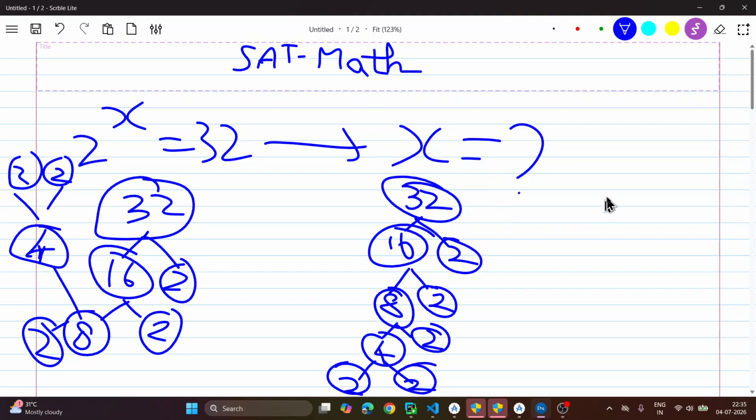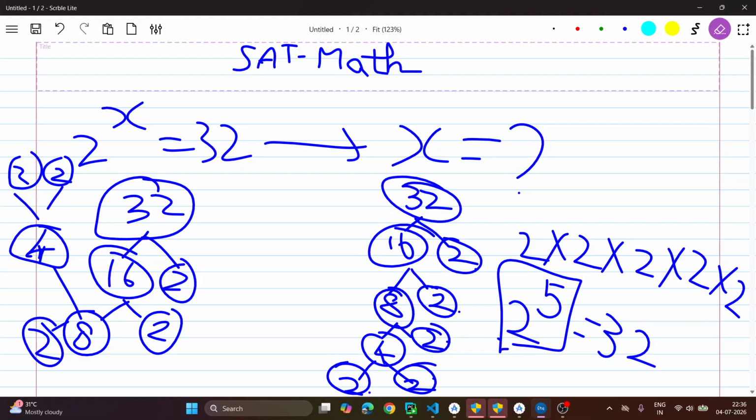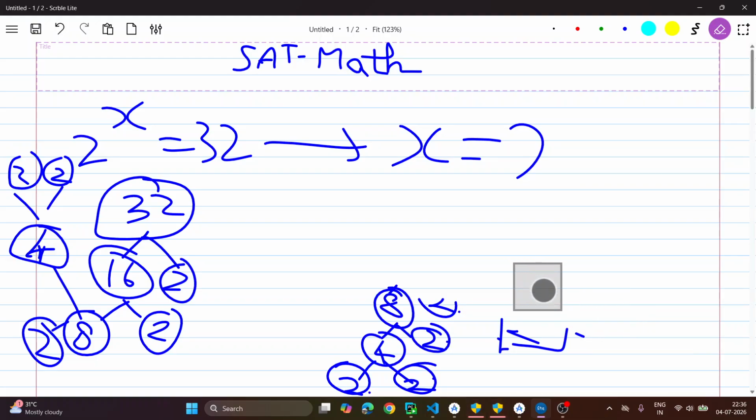So count how many prime factors are there. So 2 is there. Here there's a 2, and 2 twos, 3 twos, 4 twos, and 5 twos. So that's 2 into 2 into 2 into 2 into 2, okay? Which is 2 power 5 equals 32. Now, we can't write this 2 power 5. They're asking x, not 2 power x, or else the question would have had the answer, right?